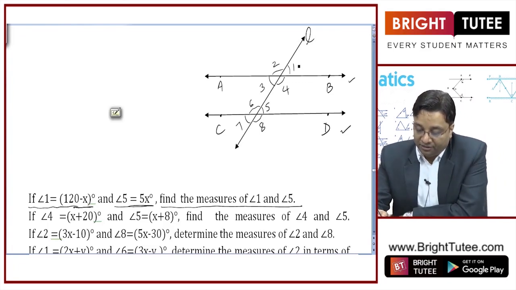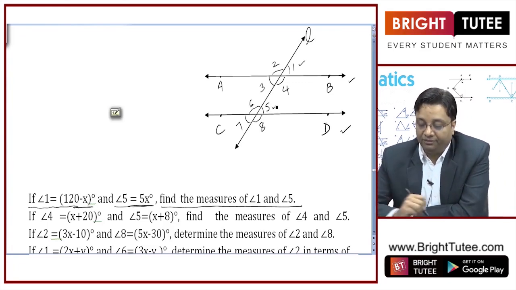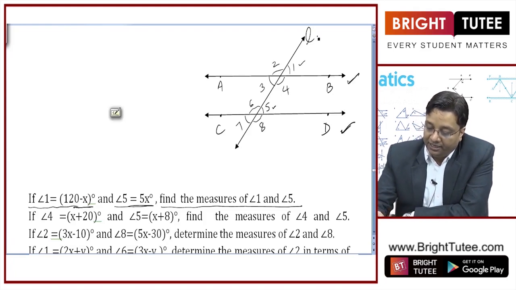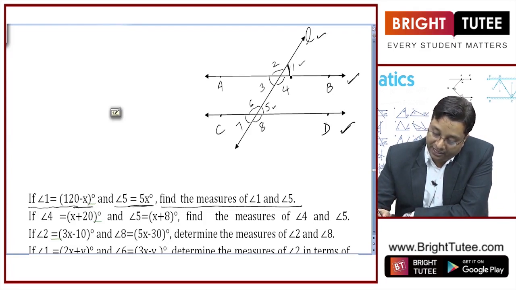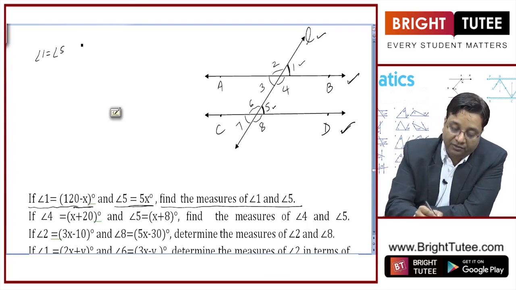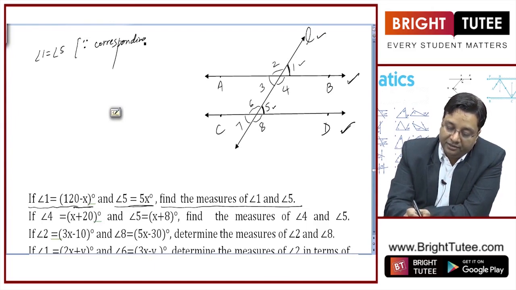Let us look at the relation between angle 1 and angle 5. These two lines are parallel and this L is the transversal. So, angle 1 and angle 5 are corresponding angles. So, I can say that angle 1 is equal to angle 5 because they are corresponding angles.